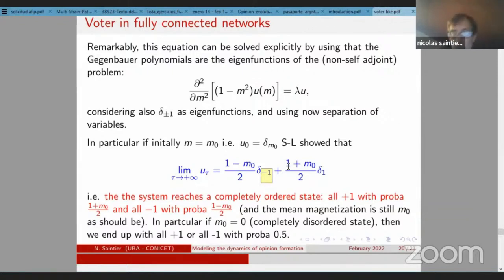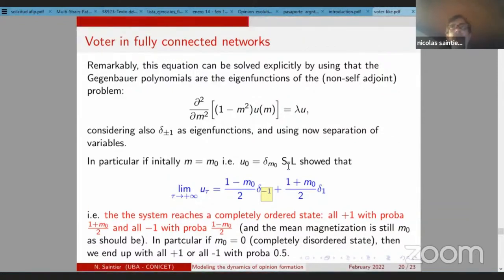And this is pretty good. How did we get it? We just wrote the master equation, found the transition probabilities from m to m plus or minus 2 over m, made some Taylor expansion, and ended up with a nice diffusive equation which could be solved explicitly. In that case, we were really lucky, because usually it's very uncommon to be able to solve an equation explicitly. But here we could do that, and everything works out. Okay, so that's good.